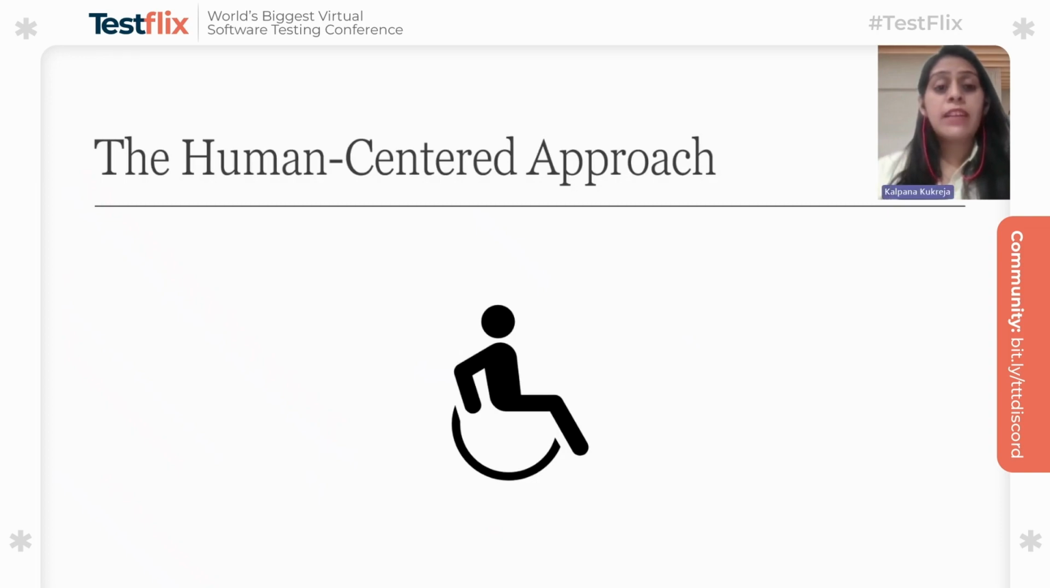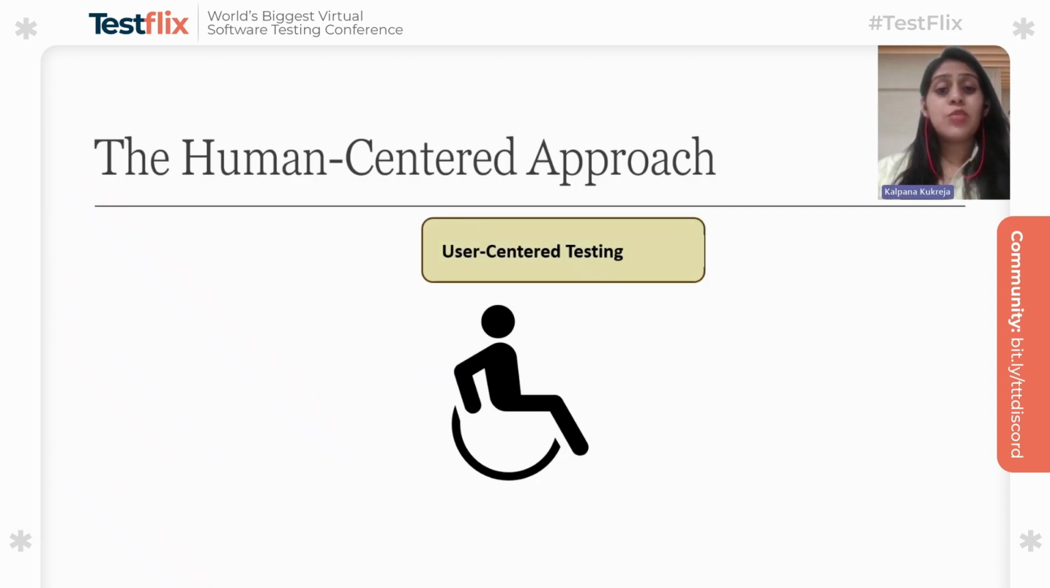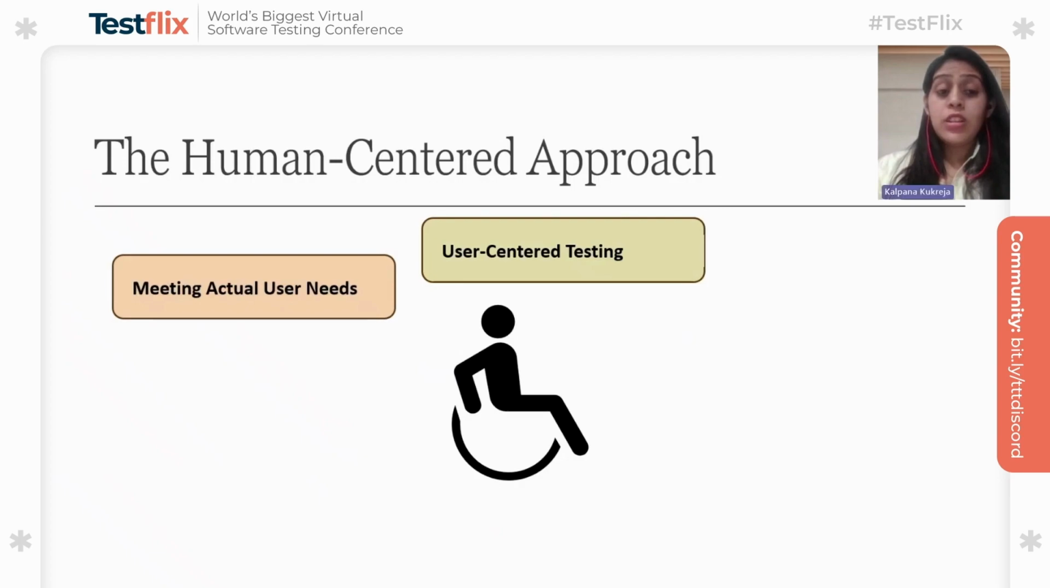The factors that need to be considered while following the human-centered approach: the first is user-centered testing. Whenever you are testing software, you have to make sure that you're testing it from the user's perspective and not just what the requirement is or what the technical intention is. Also, we need to make sure it is meeting your actual user needs, not something that you just have to offer. It shouldn't be the case that the user wants to travel from Mumbai to Delhi, but you're asking them to go from Mumbai to Delhi via Calcutta. It won't make sense, right?